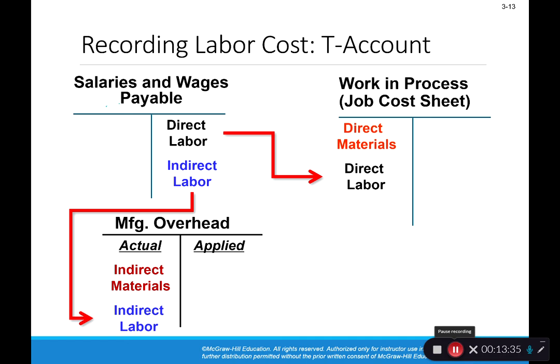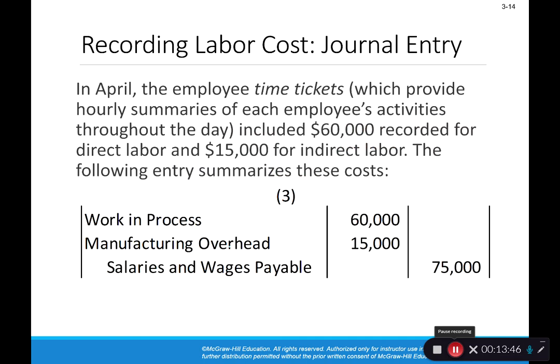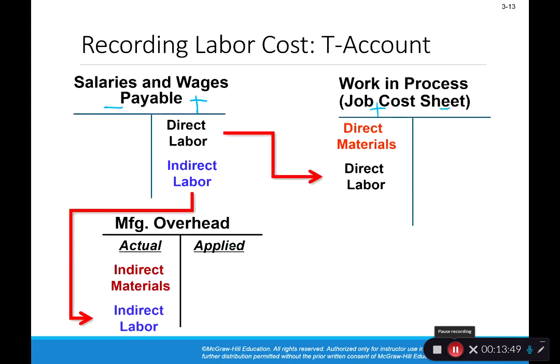Liabilities go out with debits and in with credits. And then we have assets, WIP, our plus on the debit, minus on the credit, and overhead, plus on the debit and minus on the credit. So the direct labor is going to go into salaries payable if I don't pay it because I owe the money. And then we add the direct or trace it to our work in process account. Indirect goes into the manufacturing overhead account.